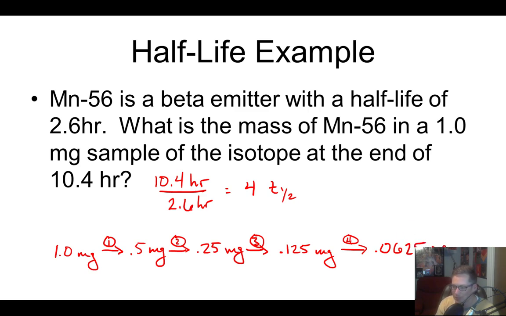Once again, if you're coming back later and want to know the sig figs, 1.0 has 2 sig figs, so our answer needs 2. So 0.063 milligrams. And Bob's your uncle. So there you go. At the end of 10.4 hours, our original 1 milligram sample of manganese 56 has 0.063 milligrams remaining.